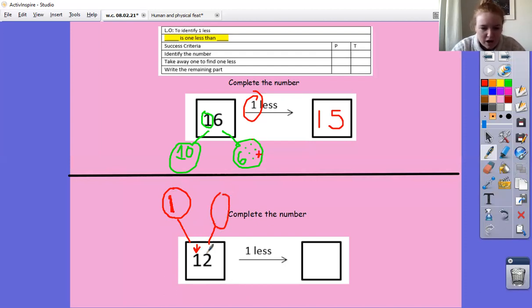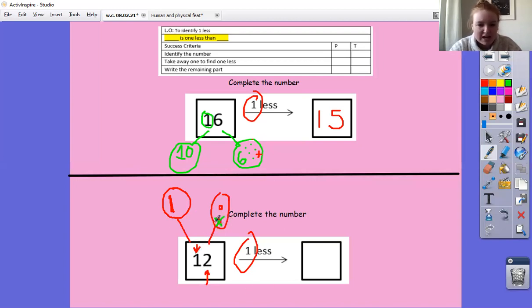And then my other part is how many ones? How many ones do I have? I have 2 ones. So 1, 2 ones. Fantastic. But I want to find 1 less. So what can I do? I can cross out 1 one, and I can recount.